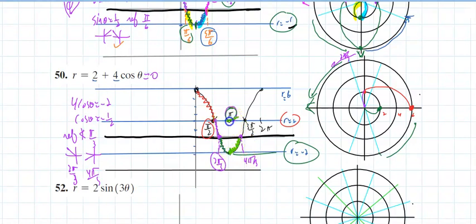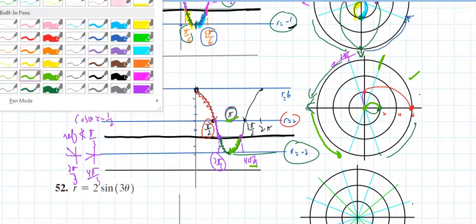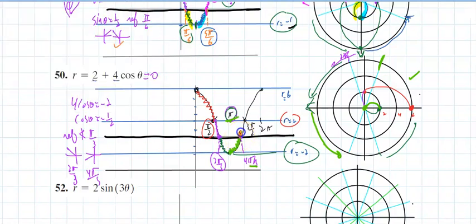Still negative between pi and 4 pi over 3. If r is positive, I'm in quadrant 3. If r is negative, I'm in quadrant 1. By the time I hit this angle, I hit 0 again. And then I continue on. Still between 4 pi over 3 and 3 pi over 2. By the time I hit 3 pi over 2, r equal to 2. Right there.